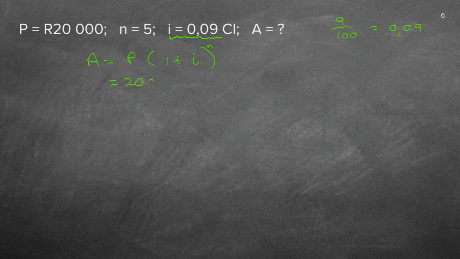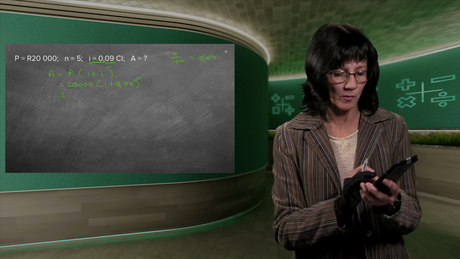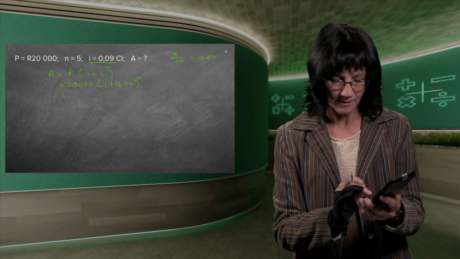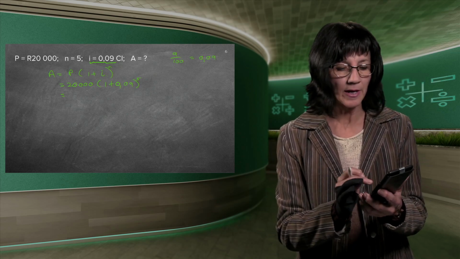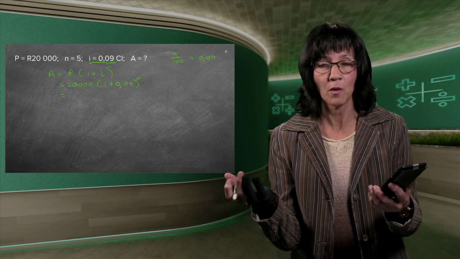20,000, 1 plus 0.09 to the power of 5. You grab your calculator, and again, as I said, as you read it, you slot in 20,000 bracket 1 plus comma 09. You could actually do this in your head and just write 1 comma 09 if you want to.